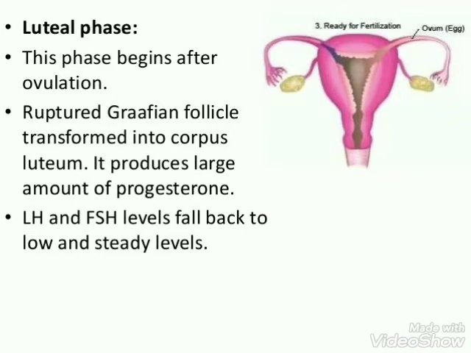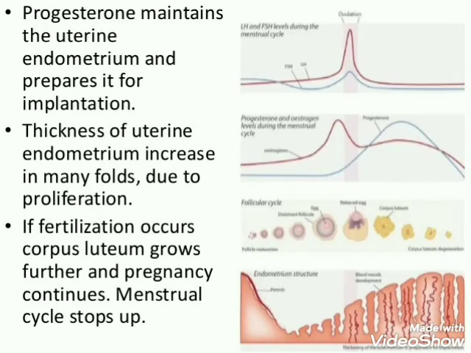The last and very important phase is the luteal phase, which usually begins after the ovulation. In this phase, the ruptured follicle changes into the corpus luteum in the ovary and it begins to secrete the hormone progesterone. LH and FSH levels at this stage become low and steady. The progesterone secreted by the corpus luteum maintains the uterine endometrium, or the endometrium cell lining of the uterus, and prepares it for implantation.